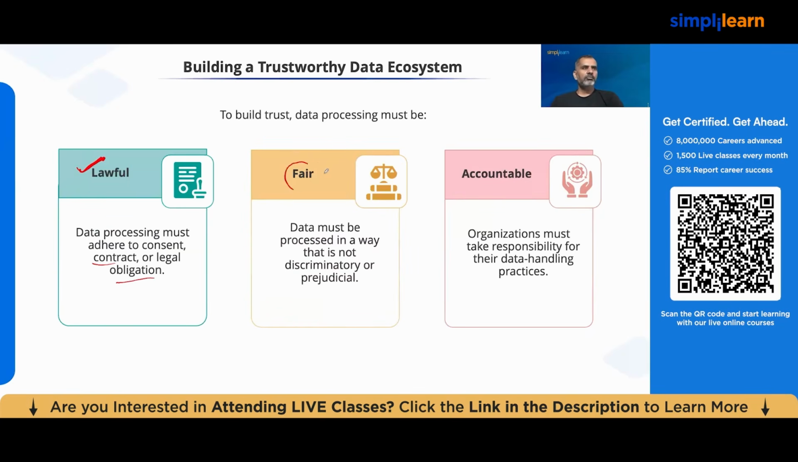Then second is fair. Data must be processed in a very fair way. There should not be any bias, discrimination, or prejudice introduced in the data processing part. An organization must take proper responsibility for data handling practices. So if any data breach or data issue happens, someone should be there to take responsibility and fulfill the accountability of the system, right?